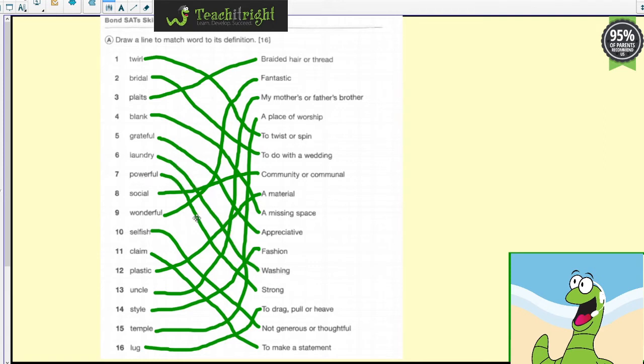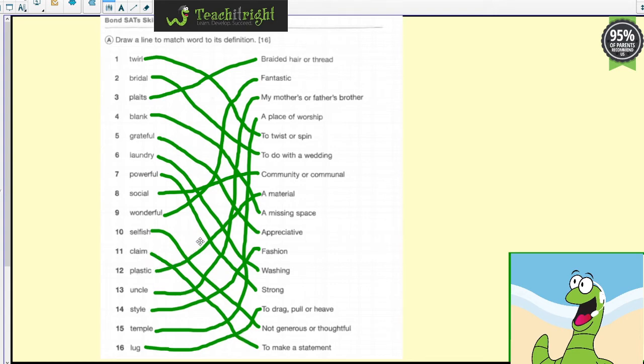Number 7, if you're powerful, you're strong. Social could be about community or communal. If something is wonderful, it's fantastic, it's really good. If you're selfish, it means you're not generous or not thoughtful. Number 11, if you claim something, you make a statement. So I'm the best is a statement. I'm not sure if it's true or not, but we'll see.